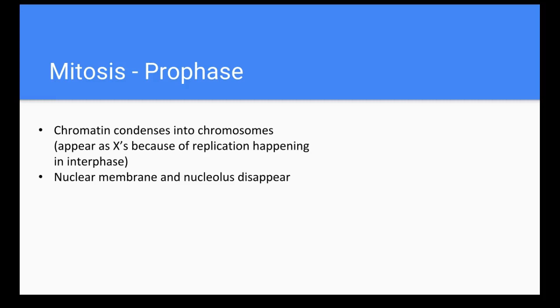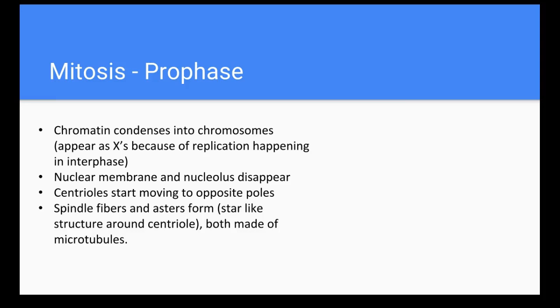Our nuclear membrane and nucleolus are going to disappear. This is going to allow the DNA to basically just spread out throughout the whole cell, so it can use the entire cytoplasm for this division. We're going to see those centrioles start to move to opposite sides of the cell. Okay, like in the Earth, we have the North and the South Pole, kind of similar idea.